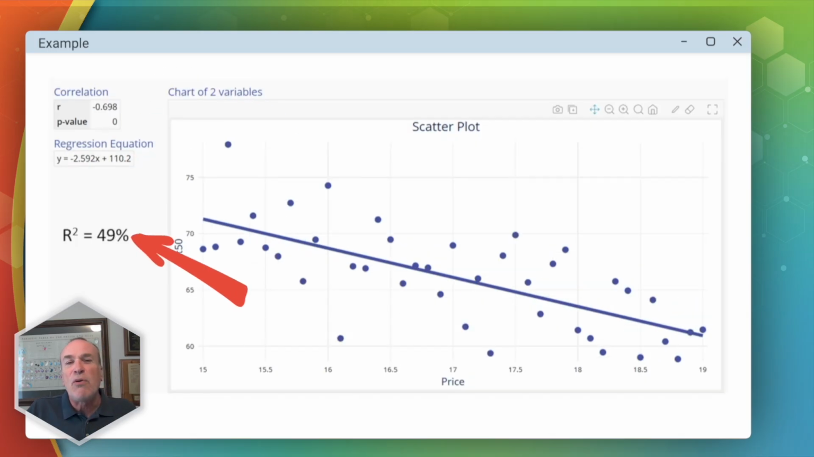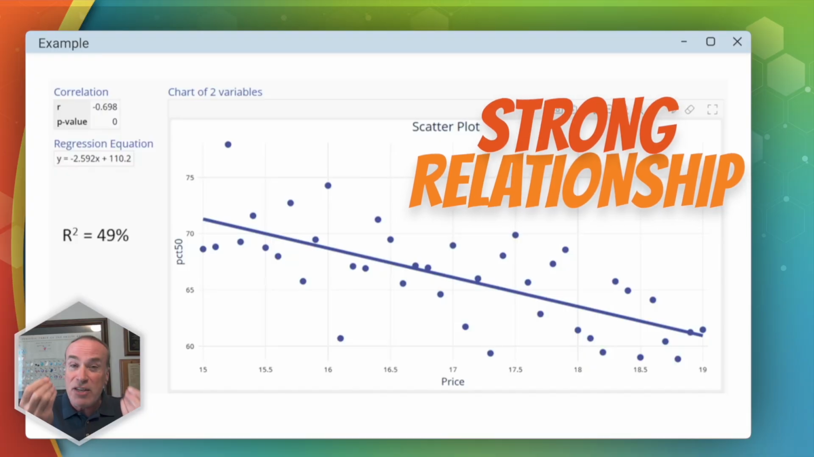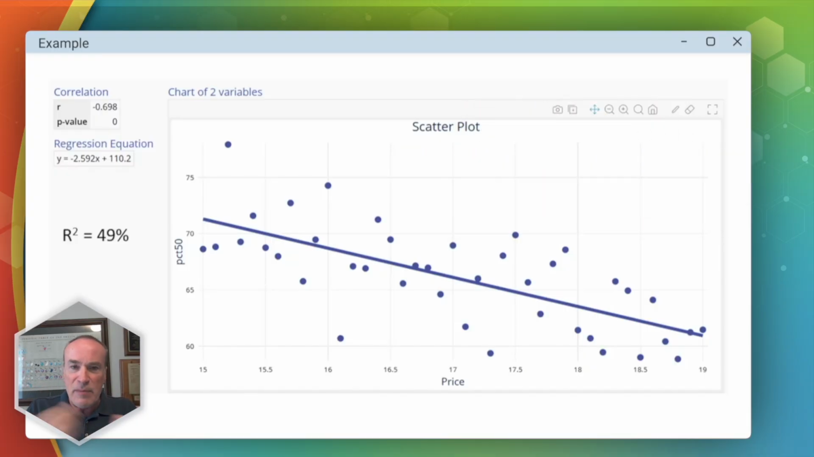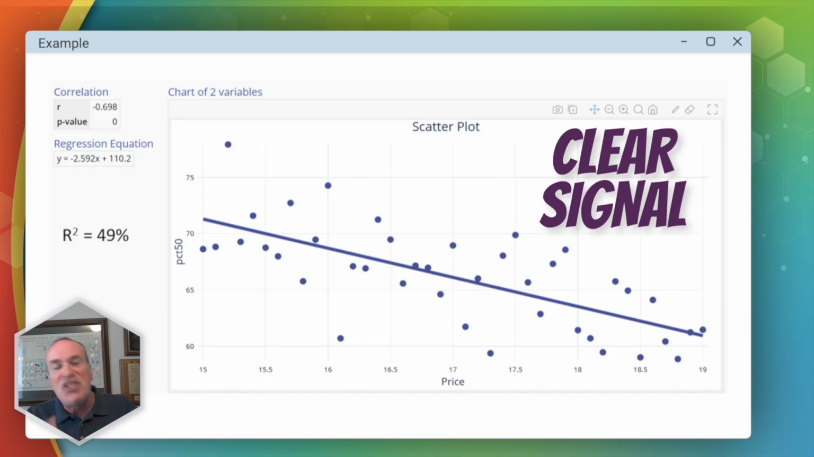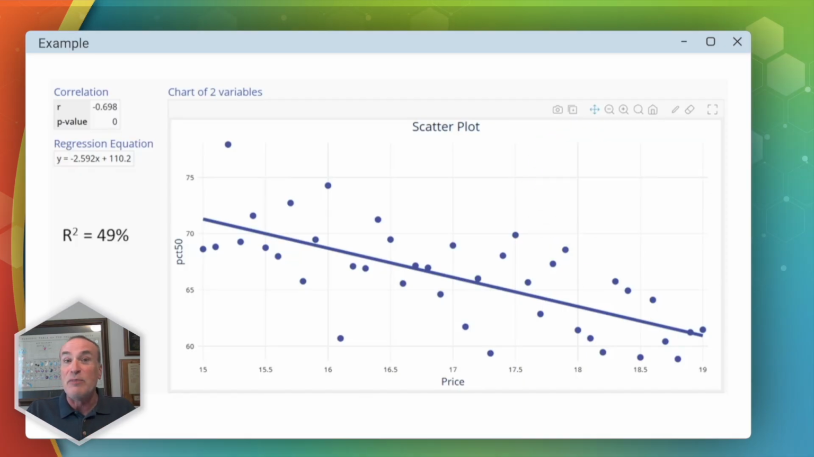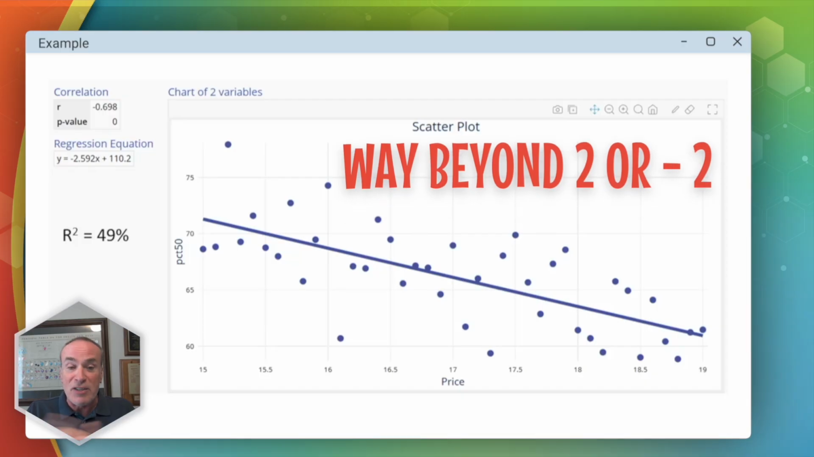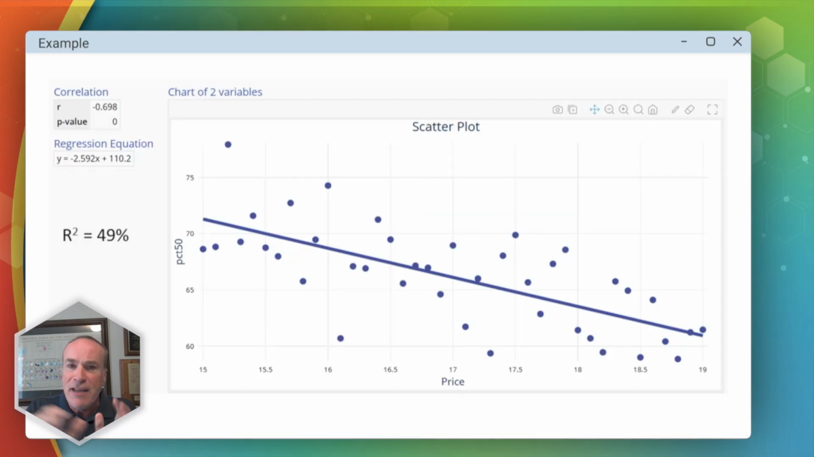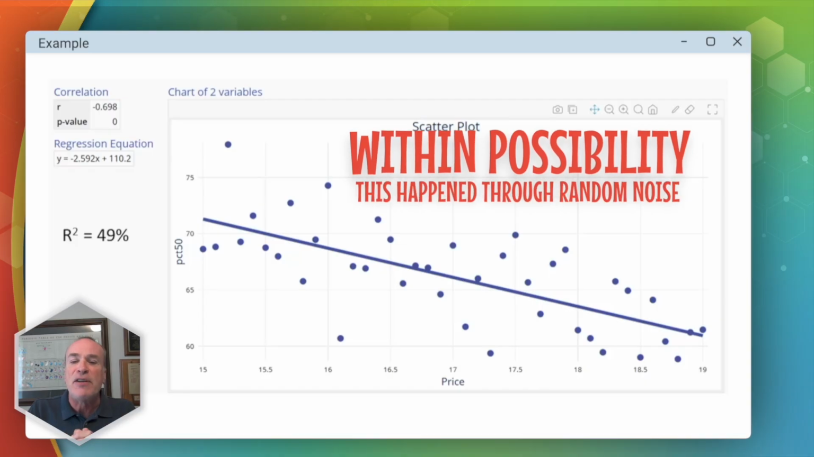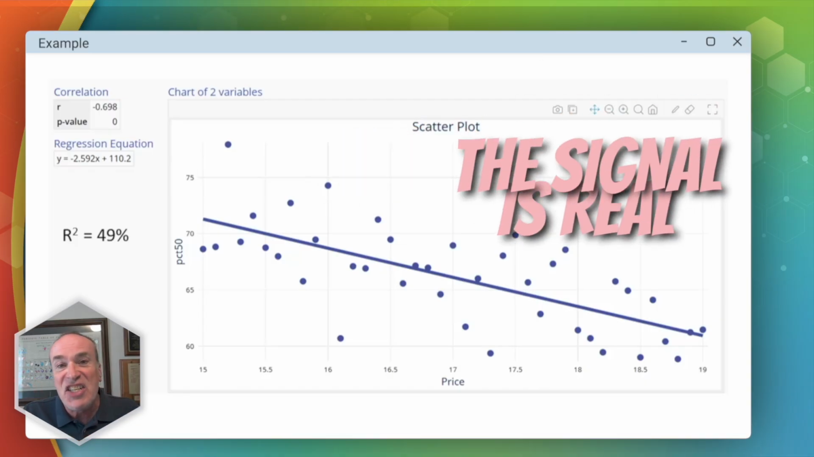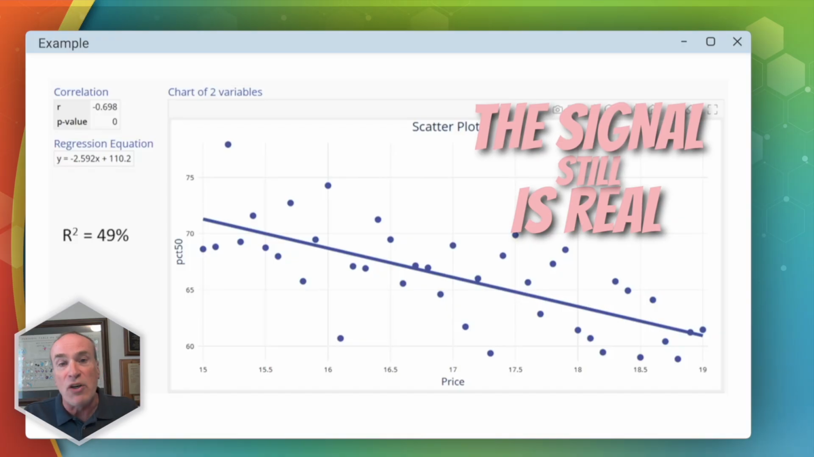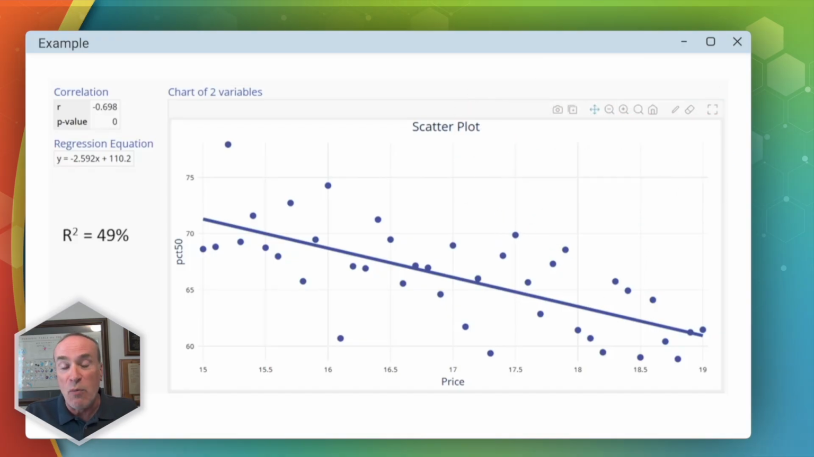And here we're at a correlation coefficient of negative 0.7. And if you saw my correlation video, you know that I said this is the start of a strong relationship. And then I made a big point about R squared of 49%. There is a clear signal in that data. It's statistically significant. In this case, the slope is way above 2 or -2, but it's still within the possibility that it just happened through random noise. The signal still is real, just random noise around that.